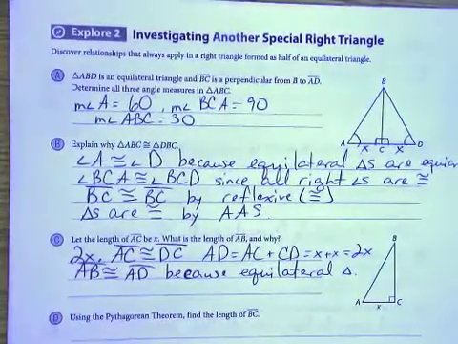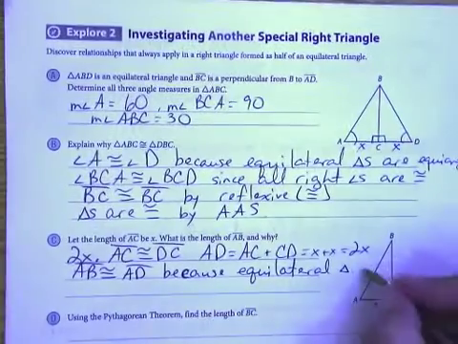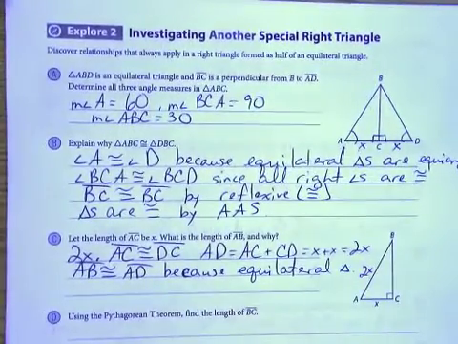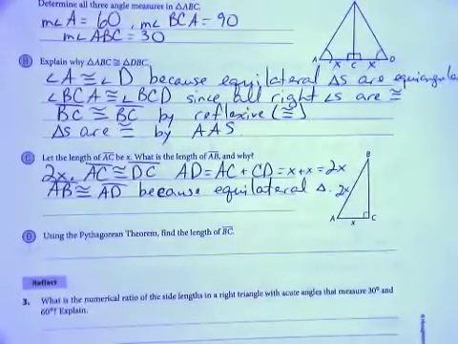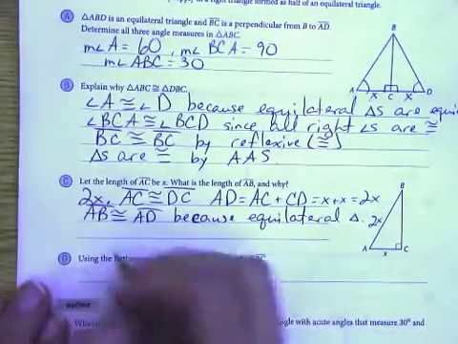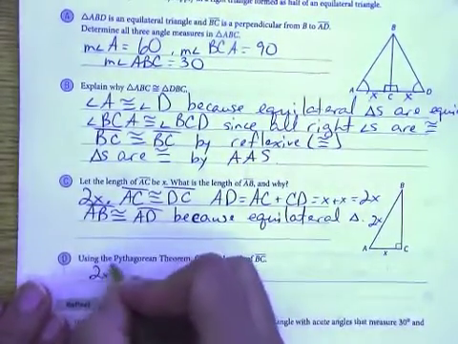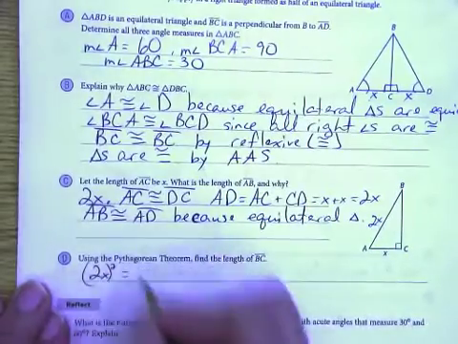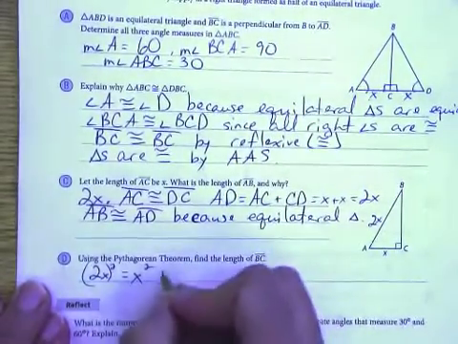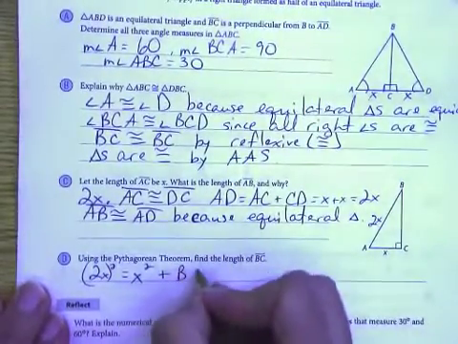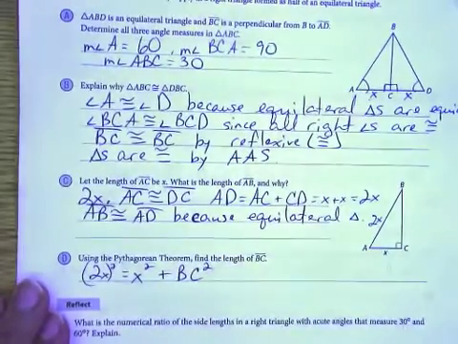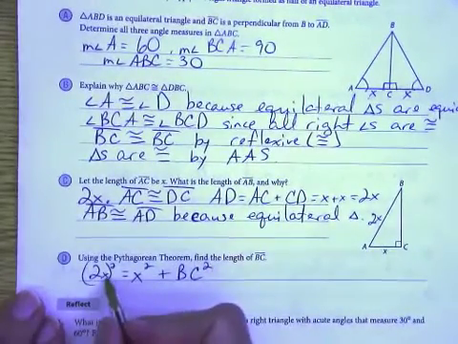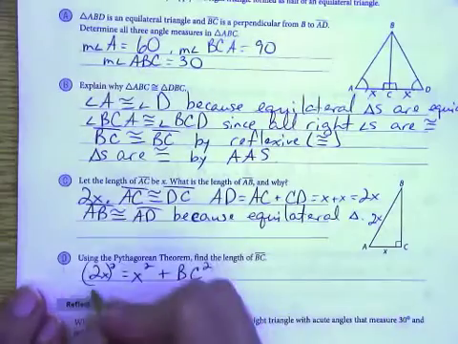And so that's why the length of AB is 2x. And so now, once again, they're asking us to use Pythagorean's theorem to find the missing side of this triangle. So hypotenuse squared equals leg squared plus leg squared. 2x quantity squared is 4x squared.